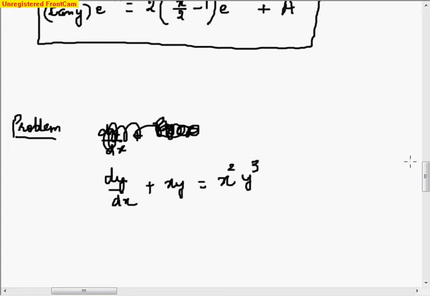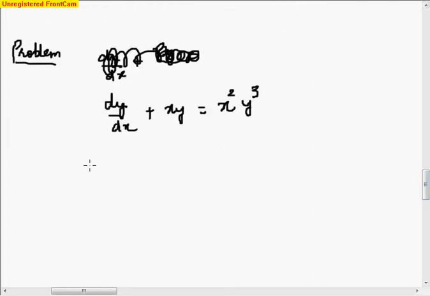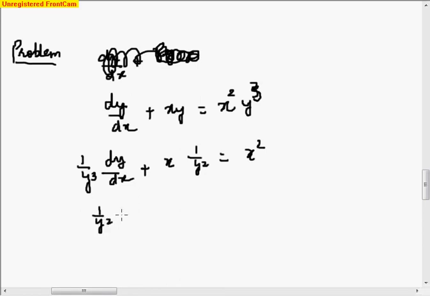You can solve it. What you will do? You will divide with y cube, right? Divide with y cube, so you will get 1 upon y cube dy by dx plus x into 1 upon y square is equal to x square. Now you can make this substitution, 1 upon y square is equal to z, which implies minus 2 upon y cube dy by dx is equal to dz by dx, right?